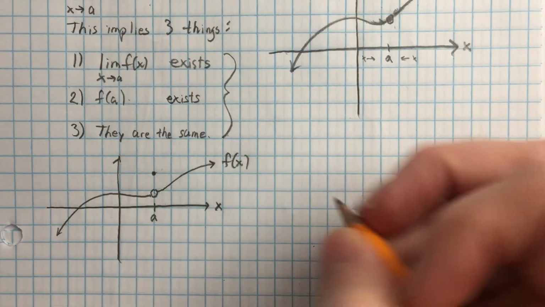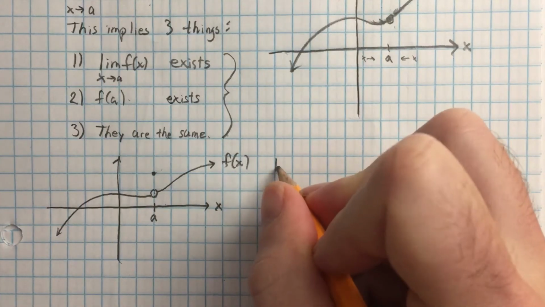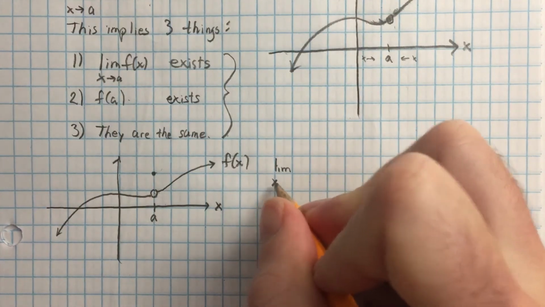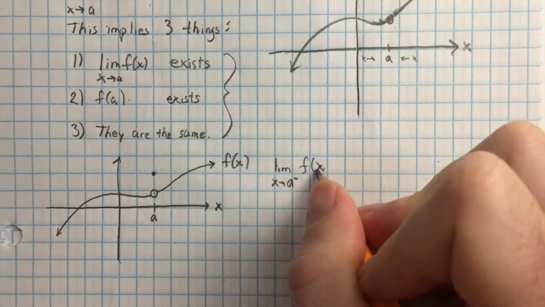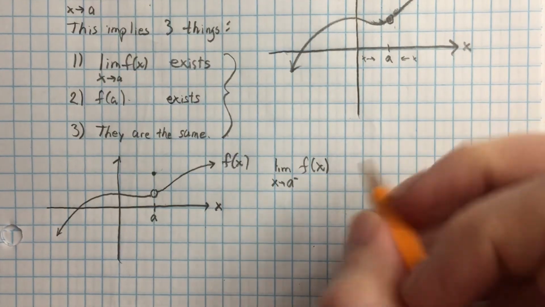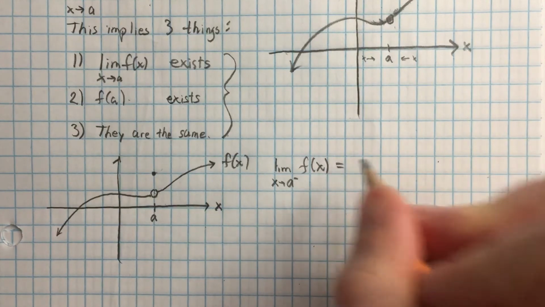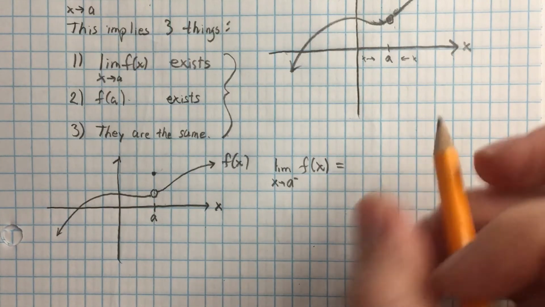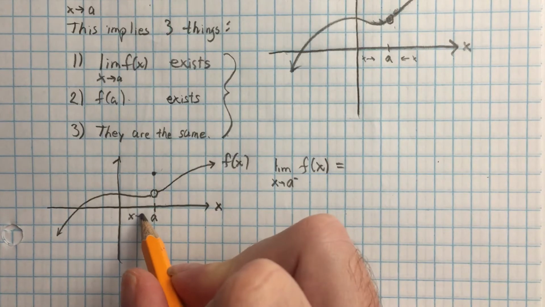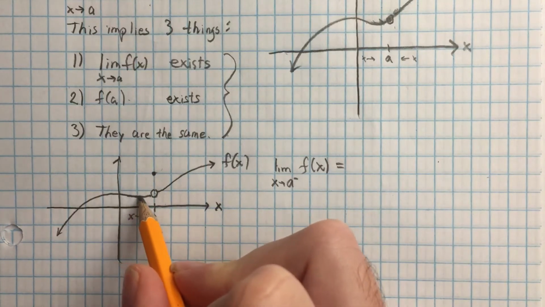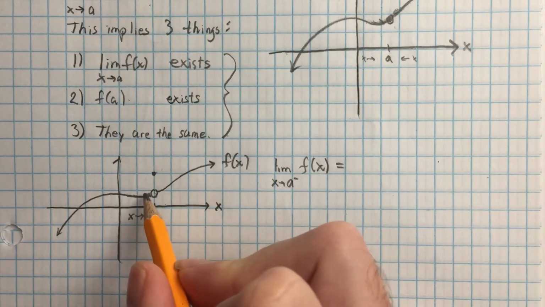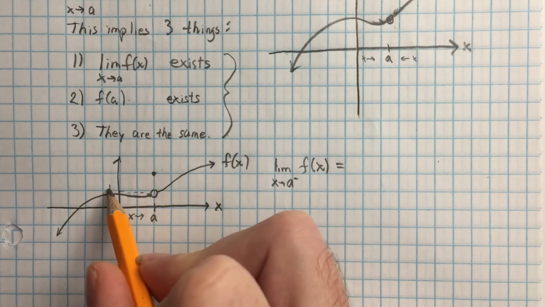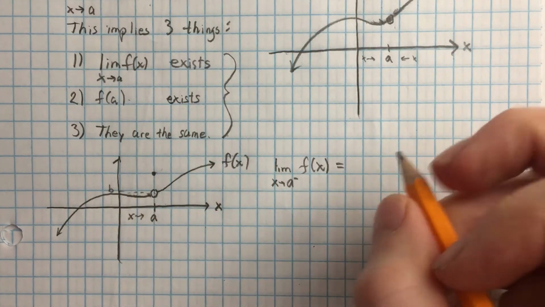But let's see why. Right now, if we take the limit as x approaches a from the left of this function, we will get the height of the hole. As x heads towards a from the left, certainly the function is heading towards the hole value. It's not heading towards the function value, it's heading towards the hole value. And let's just call that b again, just to have something to call it.